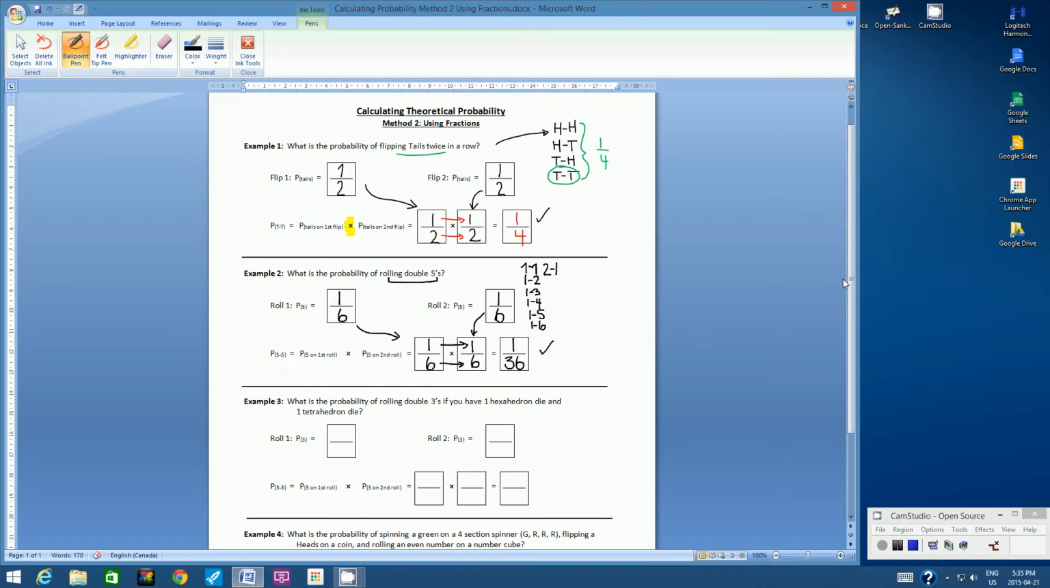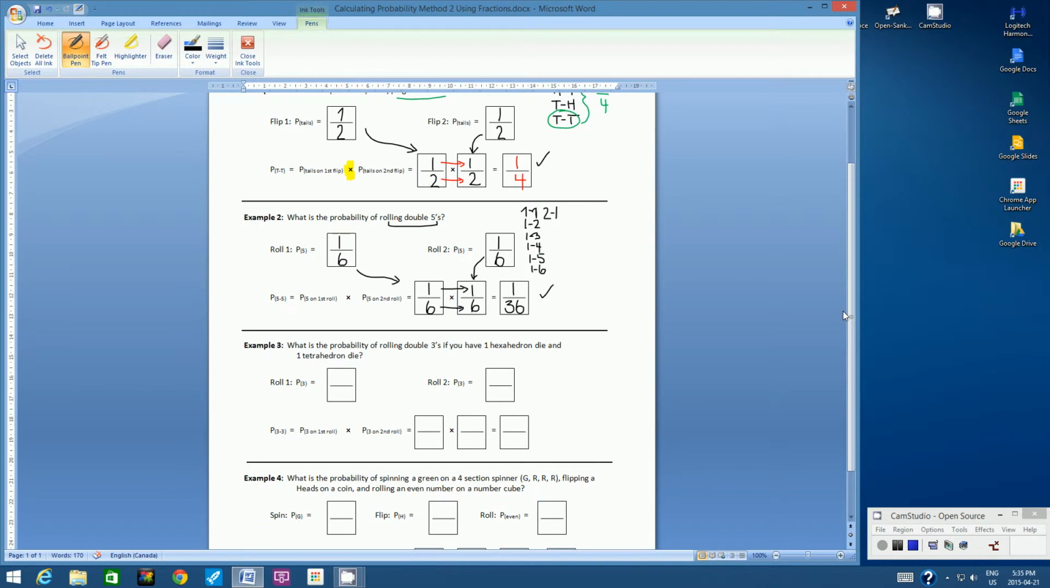So you might be thinking, is the first fraction here always going to be the same as the second fraction?